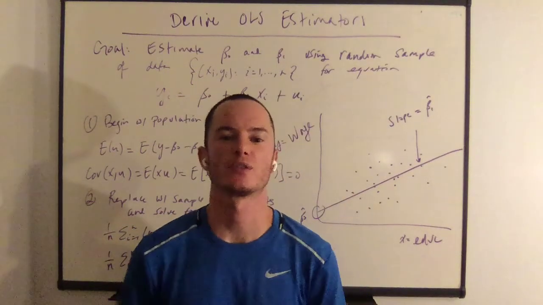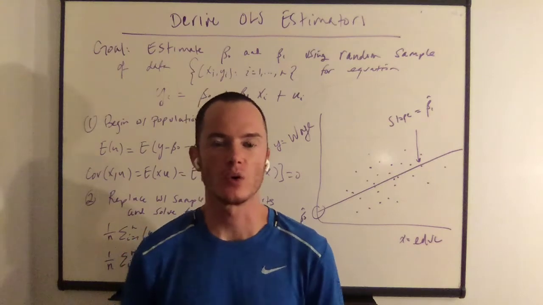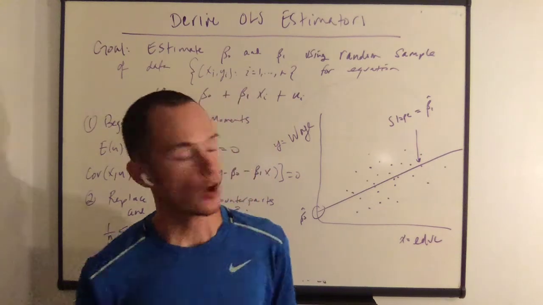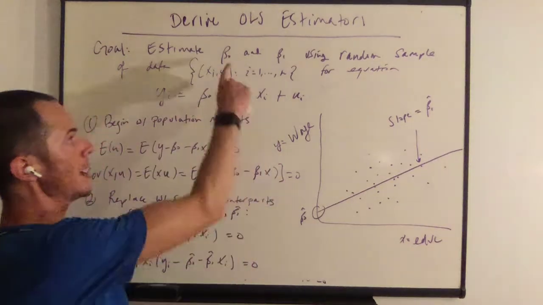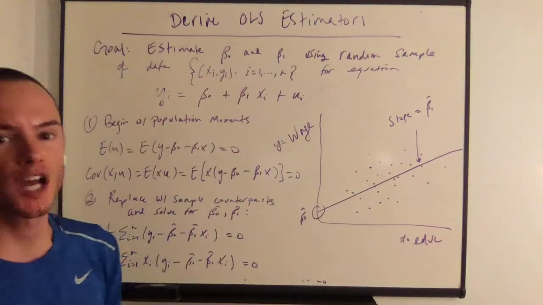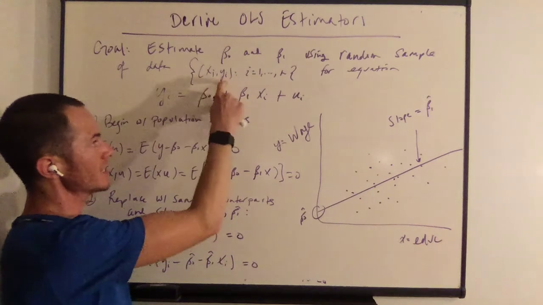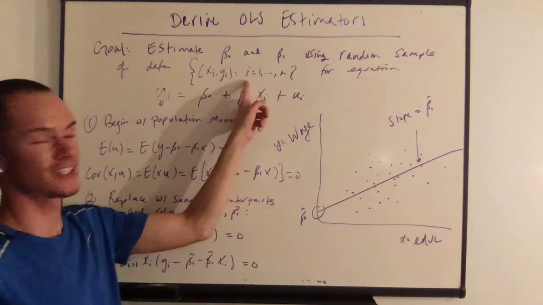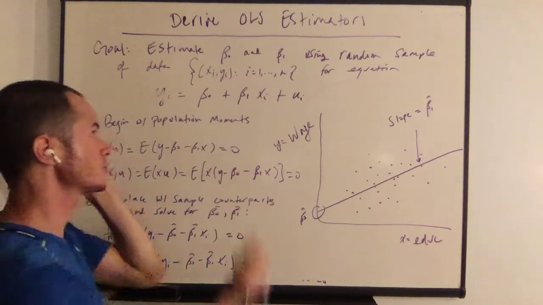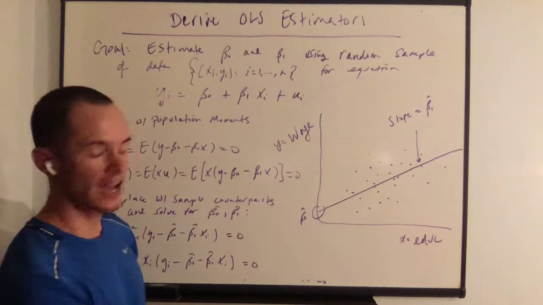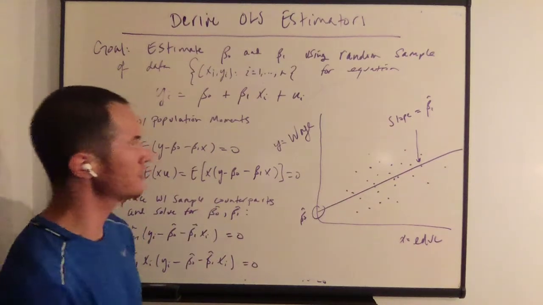In this video, we are going to derive the ordinary least squares estimators. Our goal is to estimate beta naught and beta 1 using a random sample of data on variables xi and yi for observations i equals 1 through n. So we have two variables, x and y. X is the independent variable, y is the dependent variable.